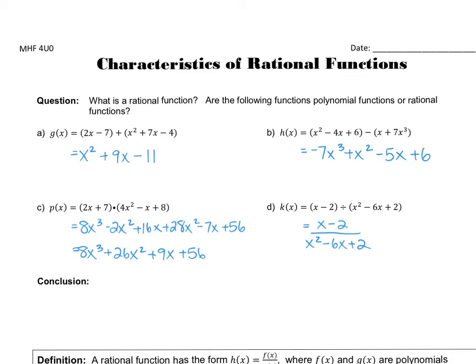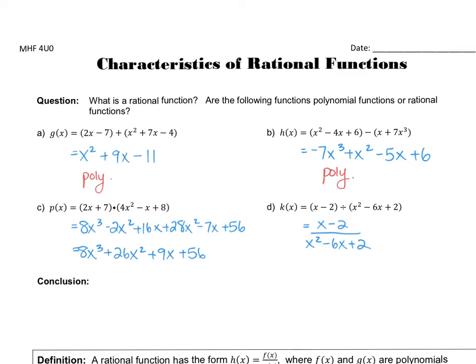And let's take a look at A first. Simplified there, added together, got x squared plus 9x minus 11. Obviously, that's quadratic. Therefore, that's a polynomial function, right? Okay, similarly in B, the subtraction there, you can see that that's a degree 3 polynomial function with a negative leading coefficient. Again, obviously then a polynomial function.